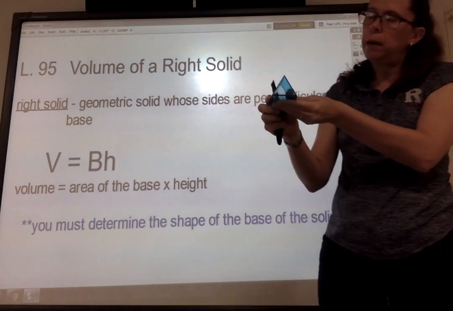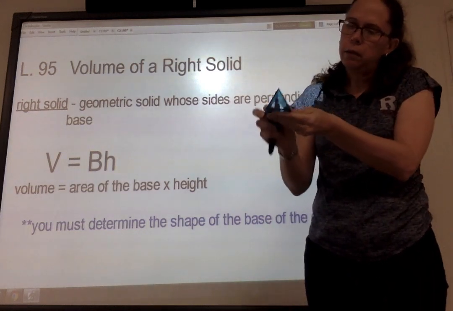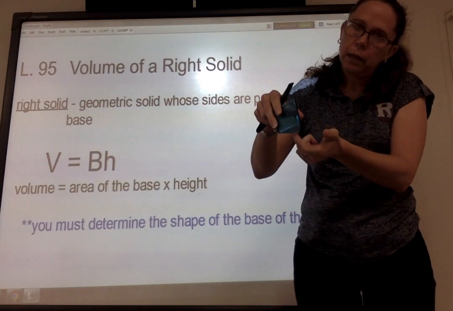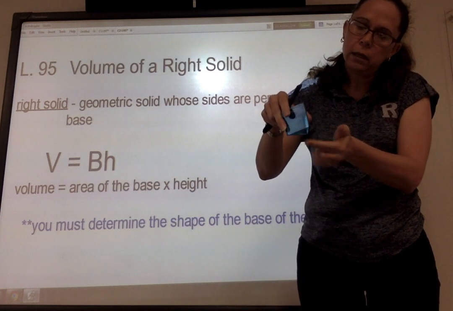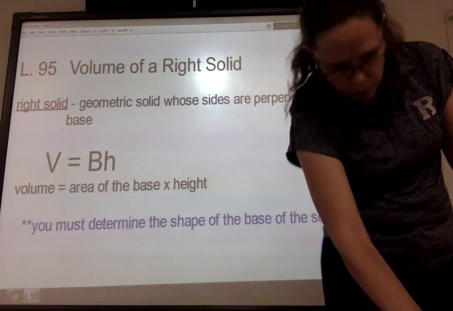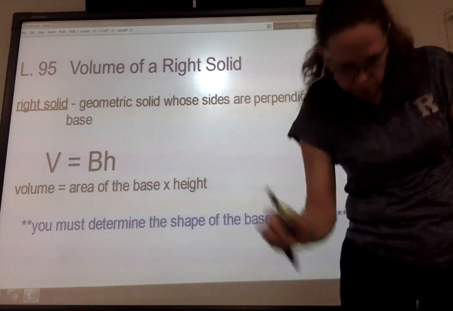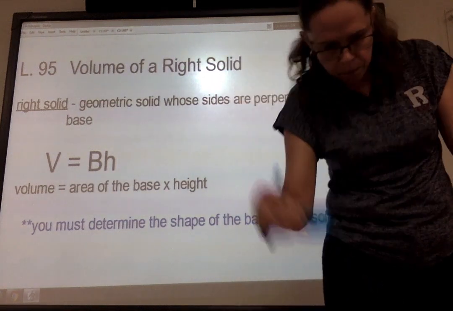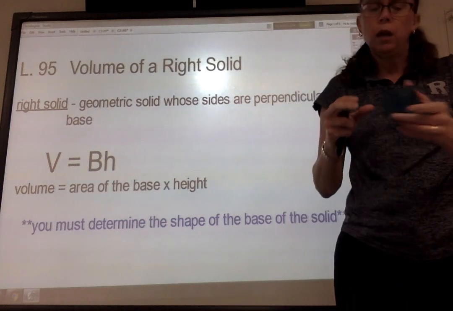This one you might not think is a right solid when it's sitting like this, but if we turn it like this, here's our base, okay? Triangular base. Our sides are perpendicular to the base. And then I have a smaller one, another rectangular prism, okay?